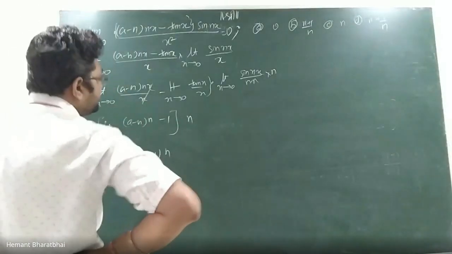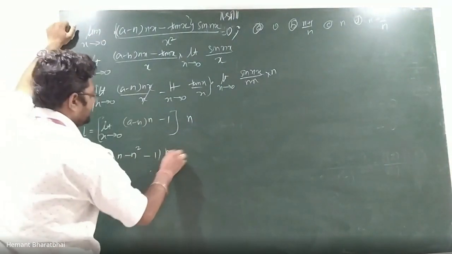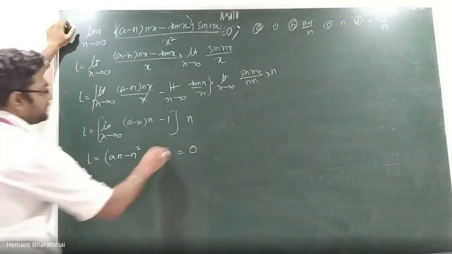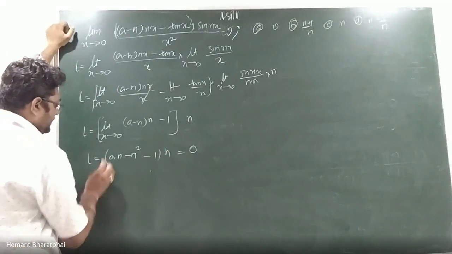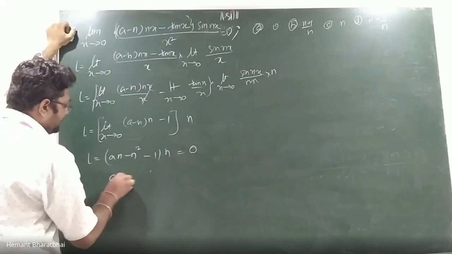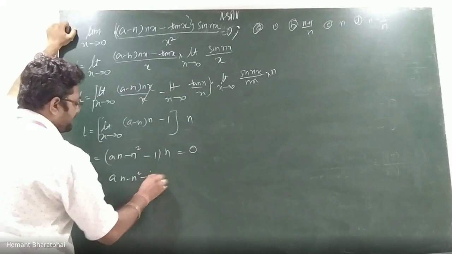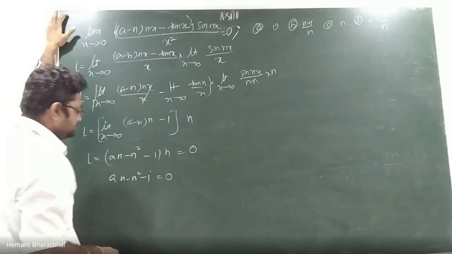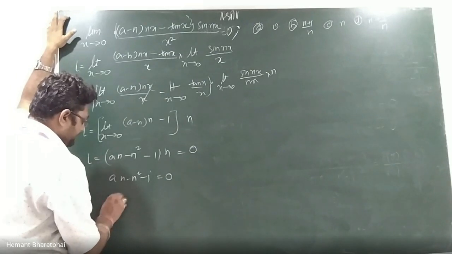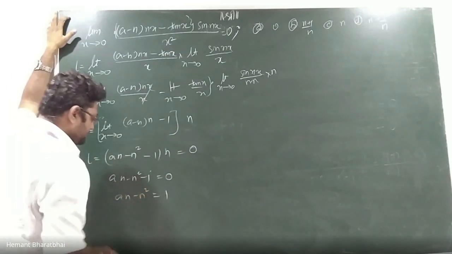Okay, so after substituting and simplifying everything, we are over here and the limit is given as 0. So I'll equate it to 0. So the n goes, 0 upon anything is 0. So I'll get a n minus n square minus 1 is equal to 0. Okay, so I'll get a n minus n square is equal to 1.